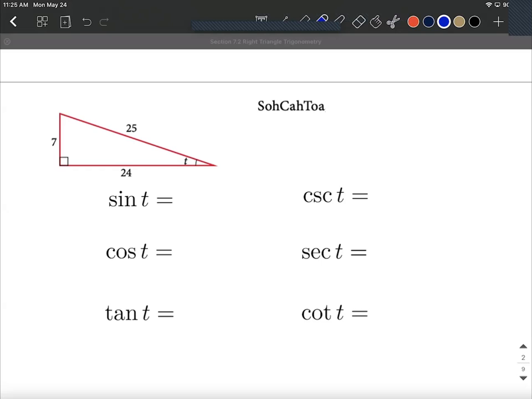To get moving in the right direction, let's go ahead and label our sides. So across or opposite from T is going to be the 7. So I'm going to label that as the opposite side. The adjacent side is going to be this 24. And then the hypotenuse is always across from the right angle. So the 25 goes as the hypotenuse. Now that we've labeled those, let's jump into SohCahToa.